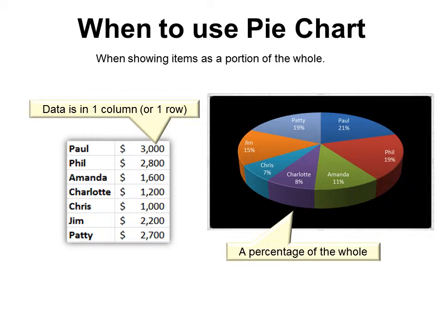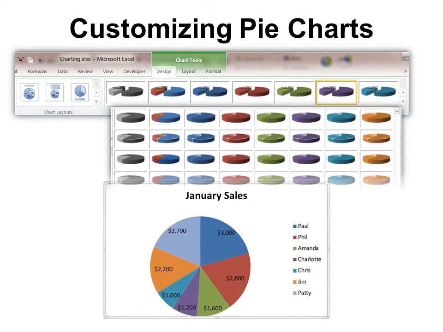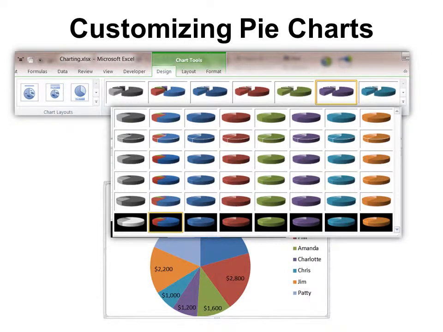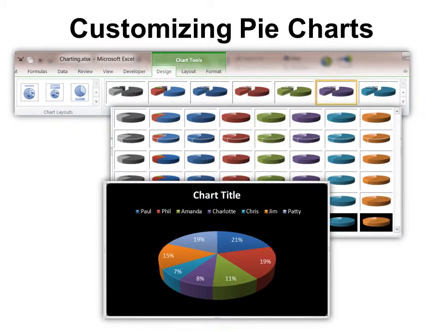So why would you want to use a pie chart? When you want to show items as a portion of the whole, in other words, as a percentage of 100%. So the data will be in one column or one row, and you want to show that data as a percentage of the whole. It's easy to customize a pie chart simply by clicking the drop down under Design. You have all these great options, including these 3D styles.